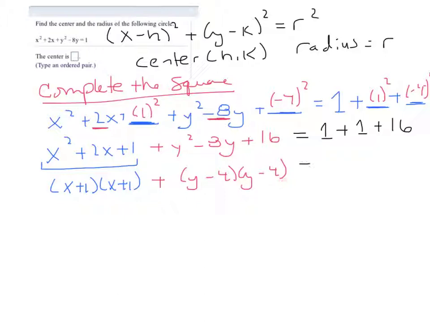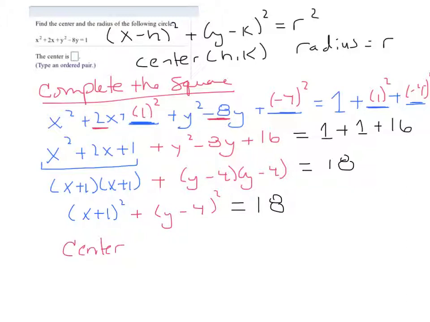And then on the right hand side I have 16 plus 1 is 18. So we're almost there. (x + 1)(x + 1) can be rewritten as (x + 1) quantity squared. (y - 4)(y - 4) can be rewritten as (y - 4) quantity squared. And then on the right hand side I have 18. So if I'm looking for the center of my circle, and again what I'm doing here is I'm following the center from the (h, k), so it's going to be the opposite.